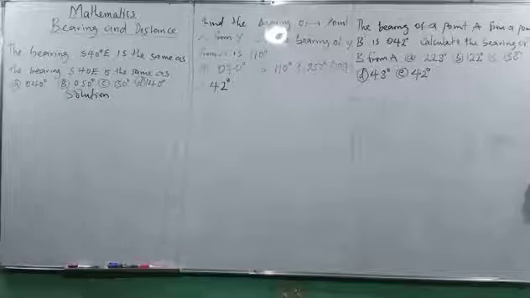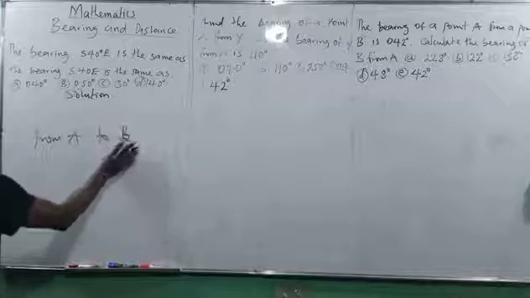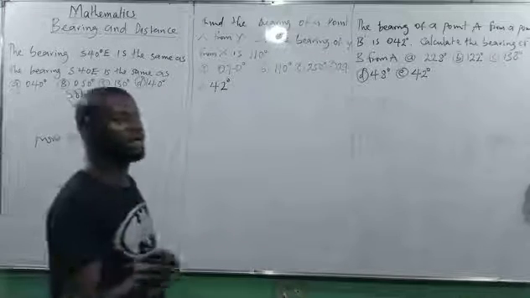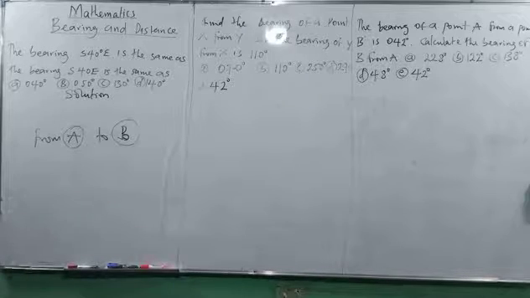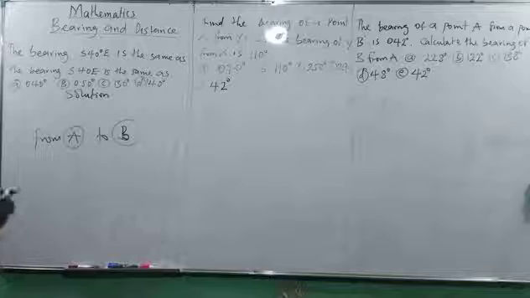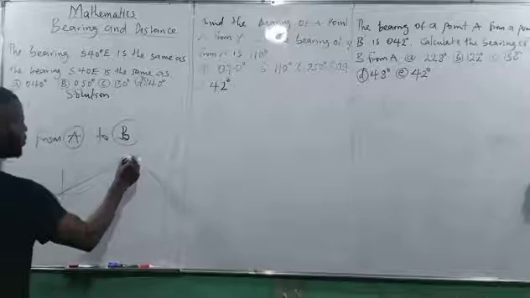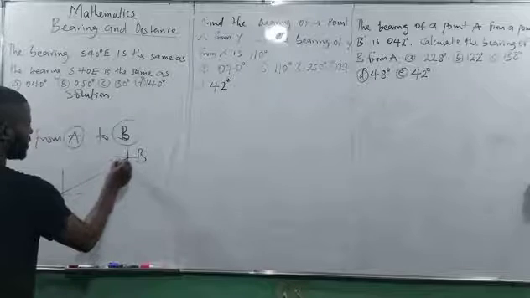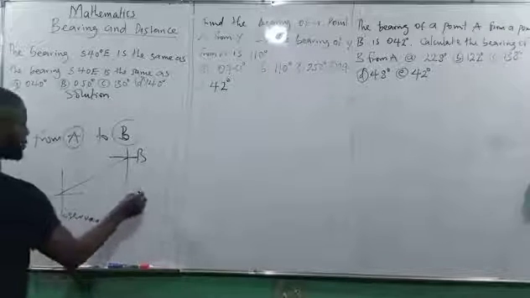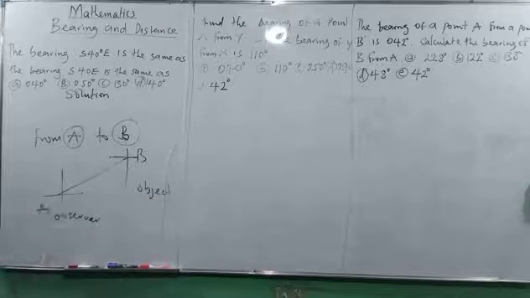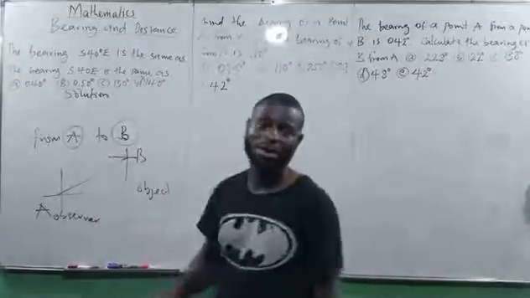We have this phrase, from A to B. This is very important information at this point. When we talk about from A to B, we have what is called observer and object. Don't forget, when you hear the word from, it means it's coming from A to B. This is going to be A, the observer, and here will be B, the object. Please take note of this very well. It's very important because these are the words we are going to be playing around with as far as bearing word problems are concerned.